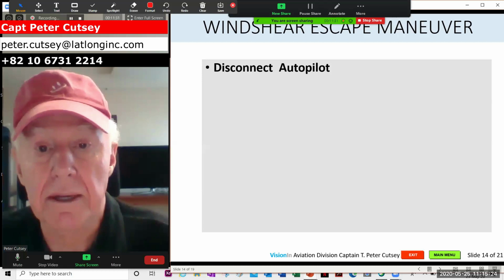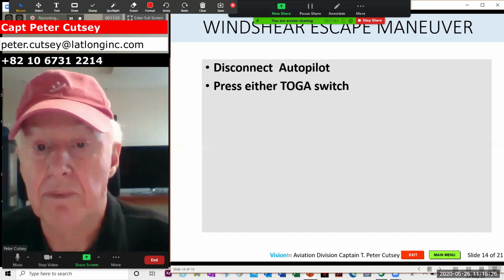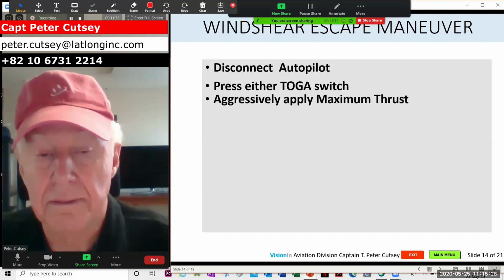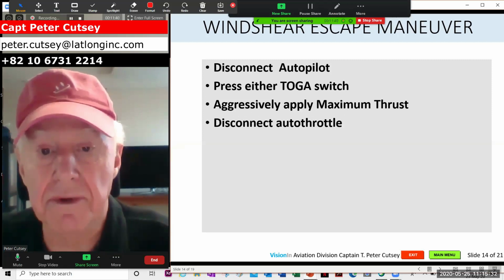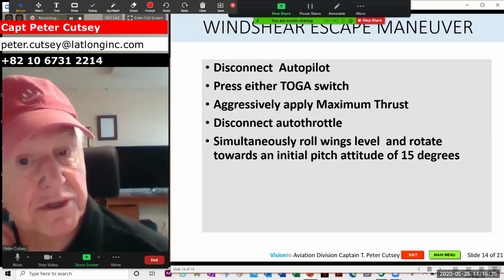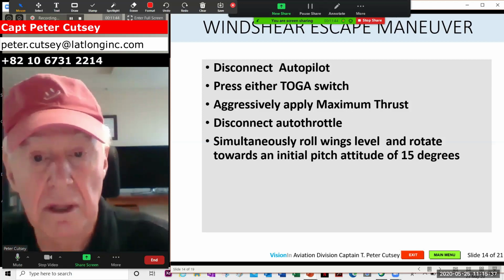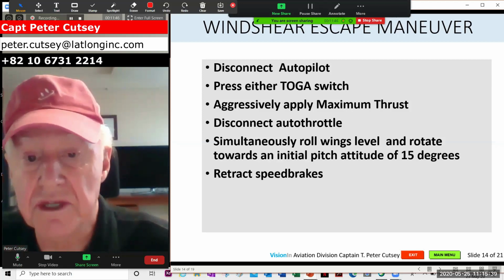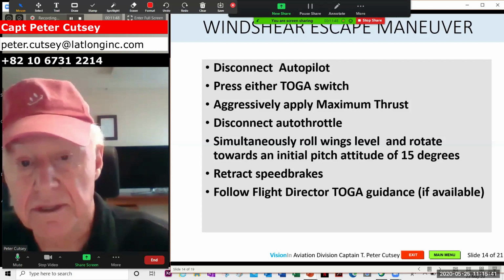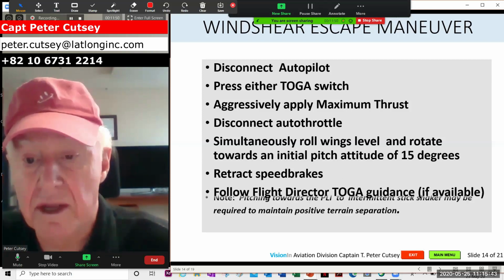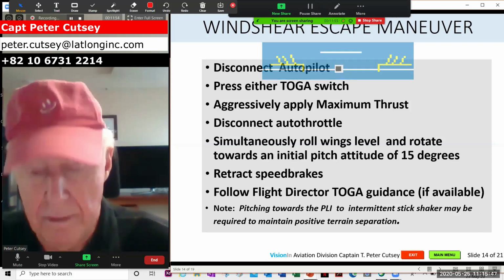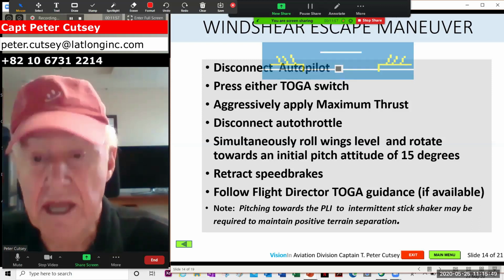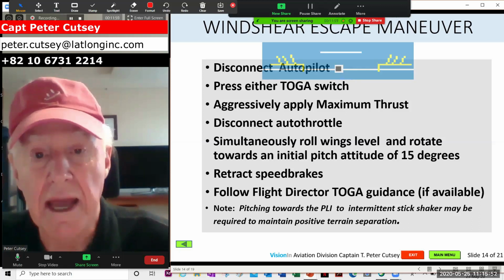Disconnect the autopilot. Press either TOGA switch. Aggressively apply maximum thrust. Disconnect auto throttle after maximum thrust. Simultaneously roll wings level and rotate towards 15 degrees. Retract speed brakes and follow the flight director. And if needed, pitch up to the PLI.